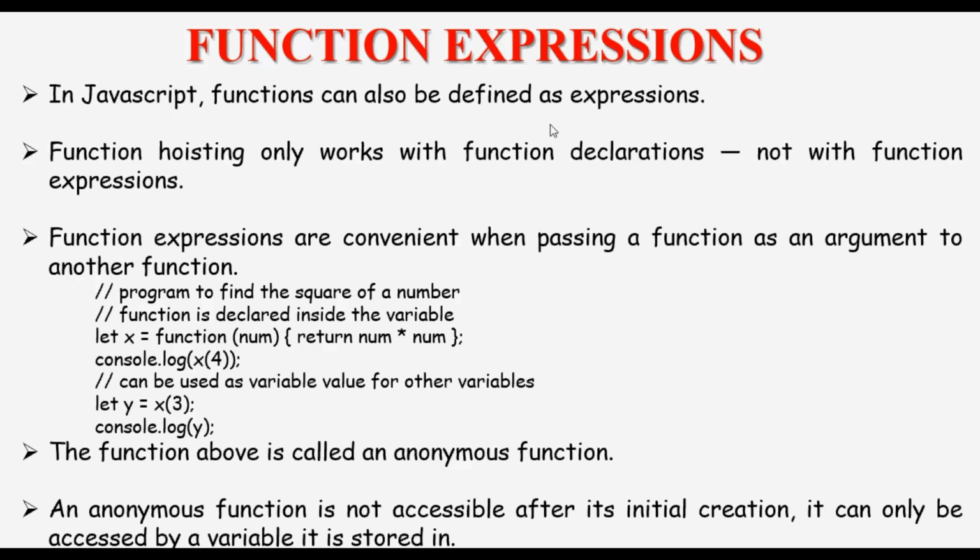Here we have variable x initialized to an anonymous function, and this anonymous function has a parameter called num, returning the product of num and num itself. An anonymous function is not accessible after initialization. It can only be accessed by the variable it is stored in.